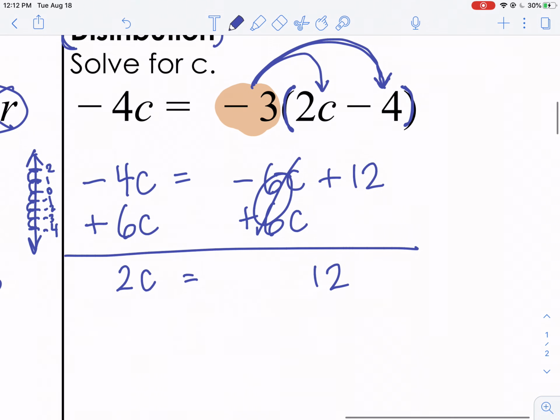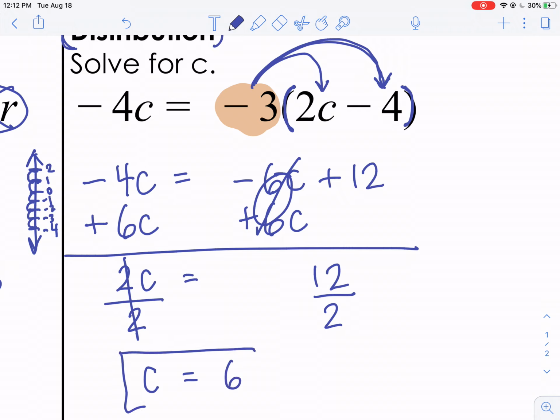Okay, I still want to get c by itself. And here I see that 2 times c, right? If there's nothing there, we know that it's multiplication. The opposite of multiplication is division. So divide by 2 on both sides. I get c equals 12 divided by 2 would be 6. So a number by itself. That is my answer for c.